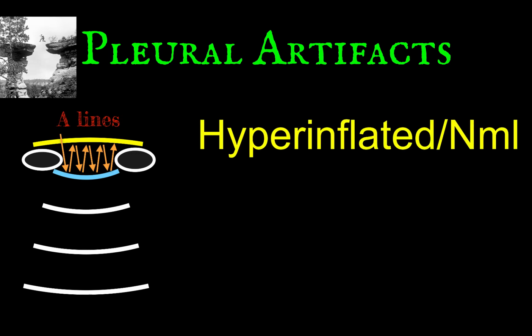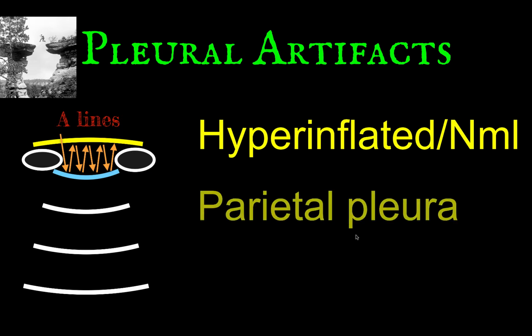This can be seen in normal and dry lungs, but even more common in hyperinflated lungs of patients with COPD or vented patients getting a lot of autopeep. This artifact, unfortunately, arises only from the parietal pleura, and so tells you nothing about whether the two layers are touching, so it can be seen in pneumothorax as well.